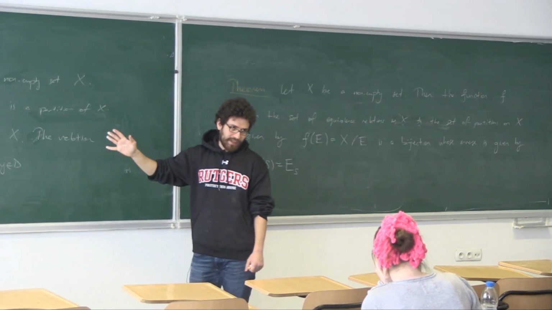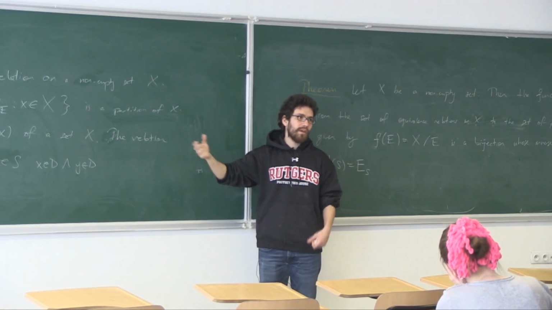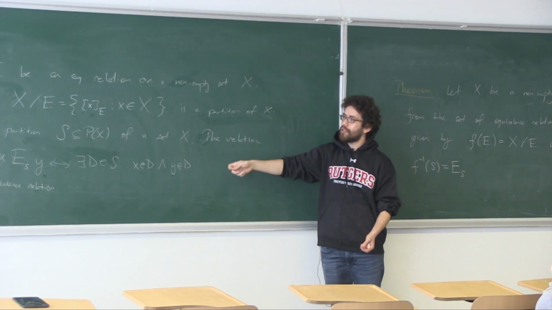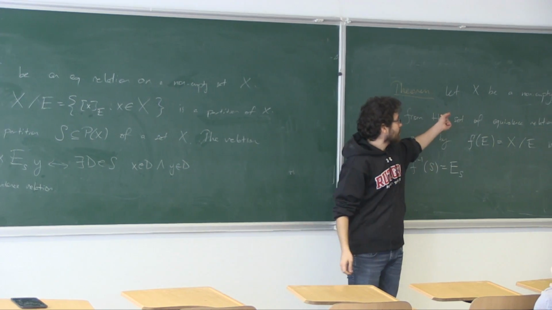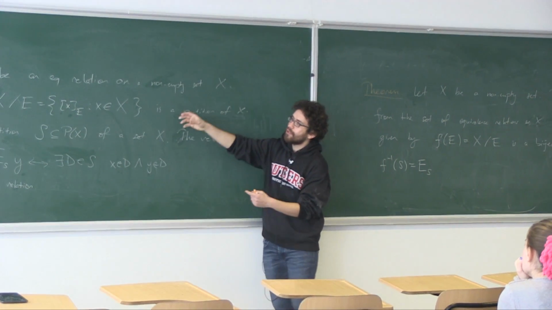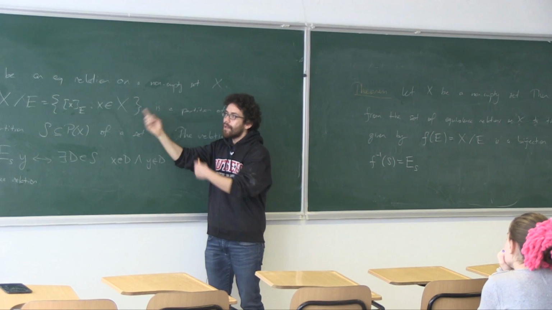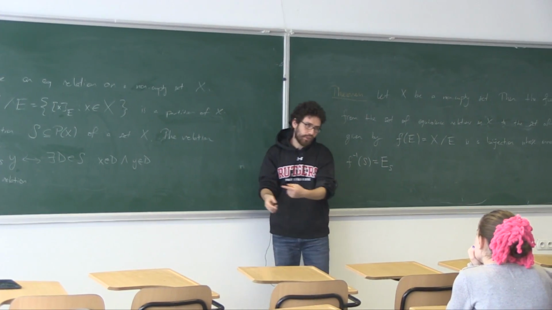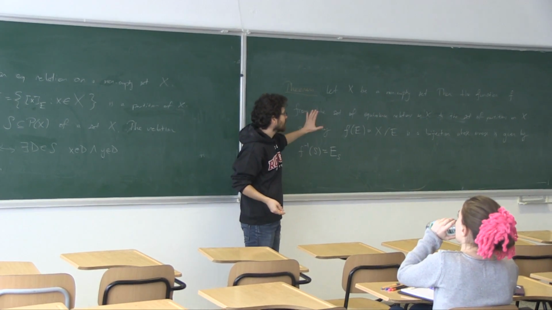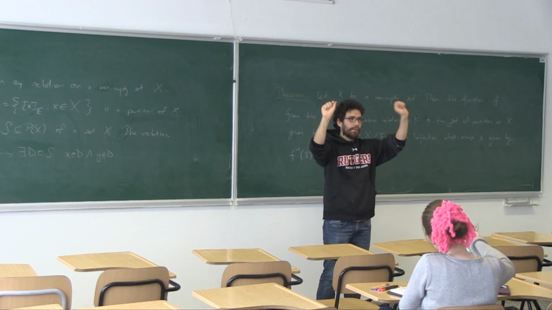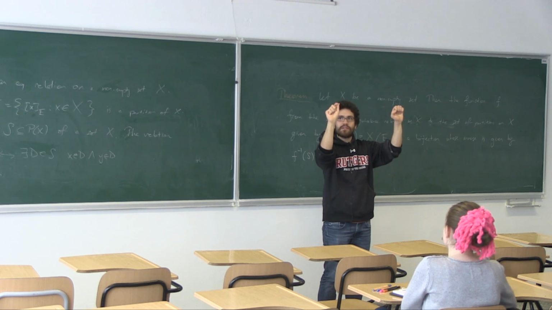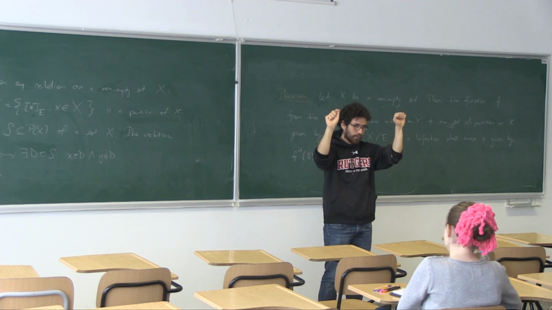So we have a set. We start with a non-empty set. We have equivalence relations on this set, and we have partitions of this set. For every equivalence relation, I have an associated partition, and for every partition, I have an associated equivalence relation. The theorem tells you that there's a one-to-one correspondence: if you think of these operations from the set of equivalence relations to the set of partitions, these are inverses of each other. And this theorem says something more. There's a bijection between the set of equivalence relations on a set and the set of partitions of that set.